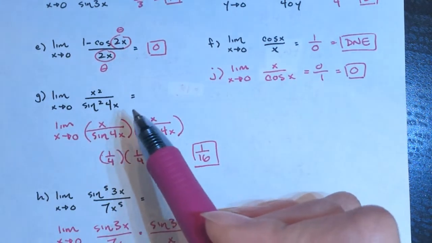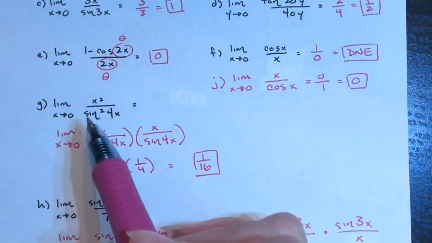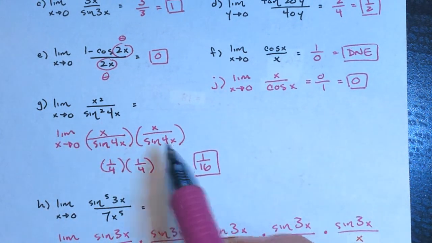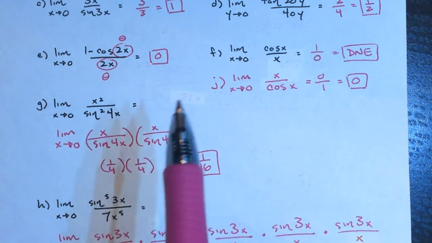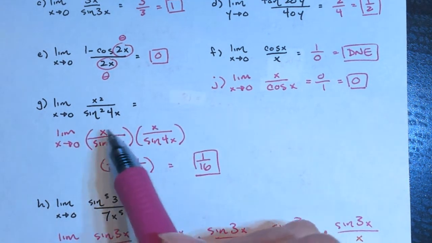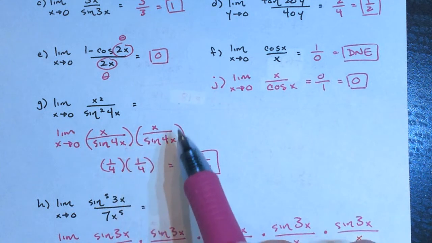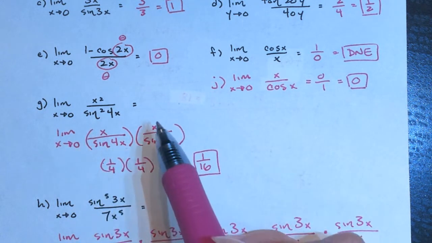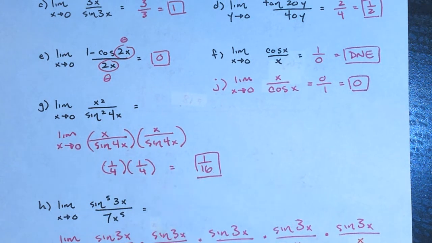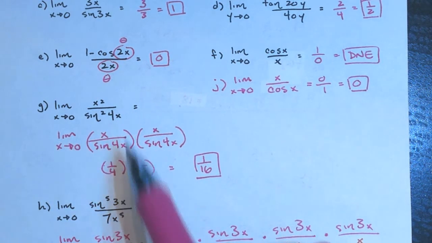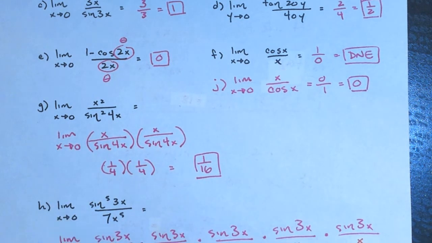Okay, this one is a little bit interesting. This one, you split up into 2 of them, and then you can use the special rule here, and then you can use the special rule here. So this gives you a fourth, this gives you a fourth, and then that's how you get 1/16. You do the same kind of thing for H. Give it a try before I show you.